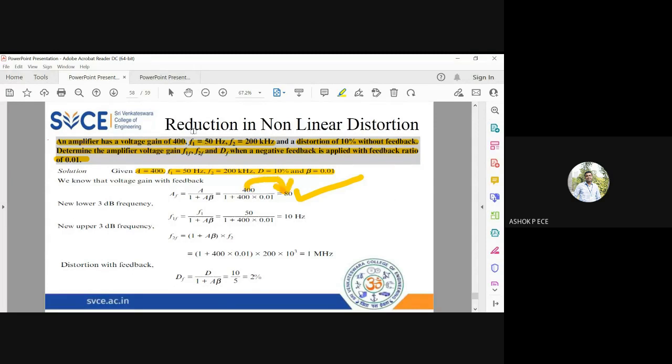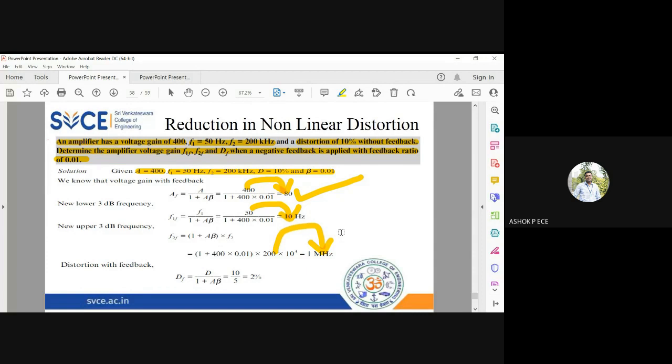Now, lower cutoff frequency, you know F1F is equal to F1 by 1 plus A beta. Lower cutoff frequency will reduce, so it is reducing from 50 to 10. And upper cutoff frequency F2F is equal to F2 into 1 plus A beta. It will be increasing from 200 kilohertz to 1 megahertz. That is the beautiful property of feedback.